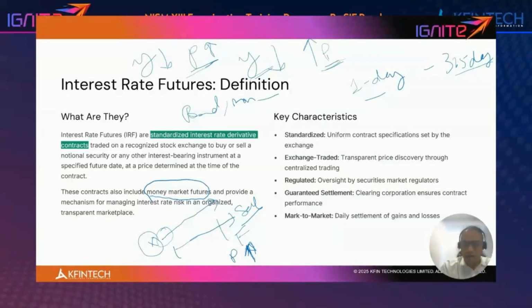So what are the key characteristics of a futures contract? Similar to the equity and currency derivatives, it is standardized in terms of the lot size and the contractual terms. It is traded on the exchange, so there is no counterparty risk because there is a central clearing which is happening. It is regulated since it's on exchange. A guaranteed settlement, again because it's on exchange, there is a central clearing party which will make sure the buyer is paying the money and the seller is delivering the security.